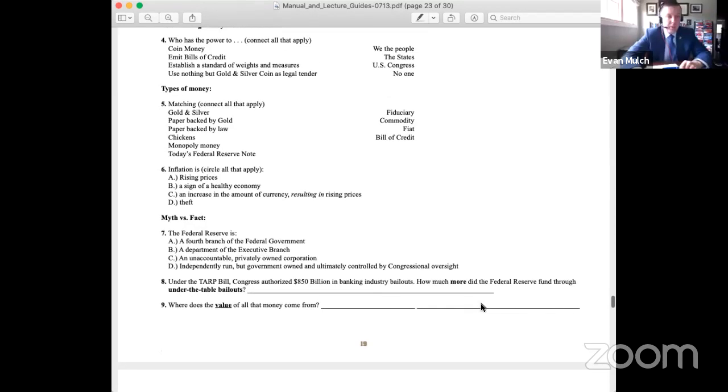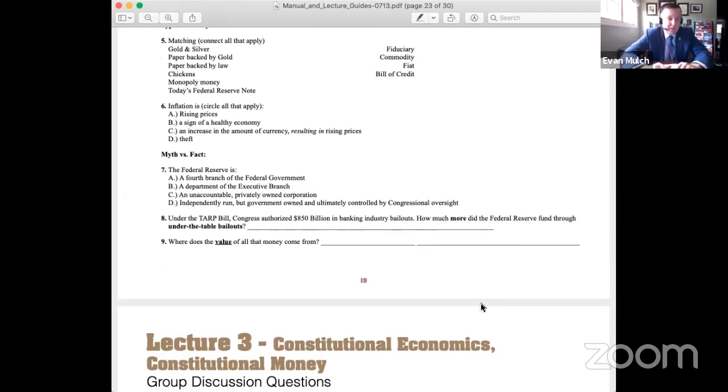So right now in America they're printing, I think, trillions of dollars digitally, not even with cash, not even with paper. And we are experiencing right now in America today an increase in the amount of currency resulting in rising prices, and we are also experiencing theft.